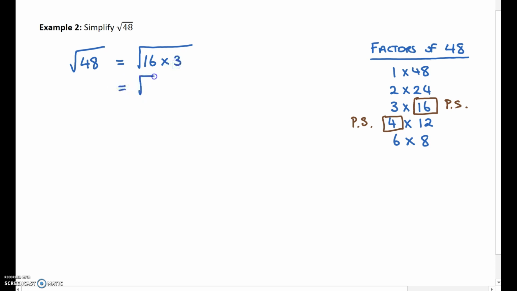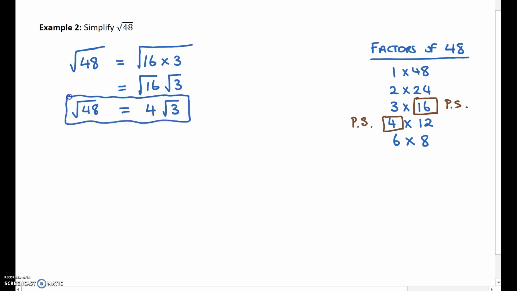And then split that up, square root of 16 times the square root of 3, and this time I'm dropping the multiplication sign a little bit earlier. You can drop it whenever you like. Square root of 16 is 4, so it's 4 root 3. And that's it. Okay, these are very quick problems.